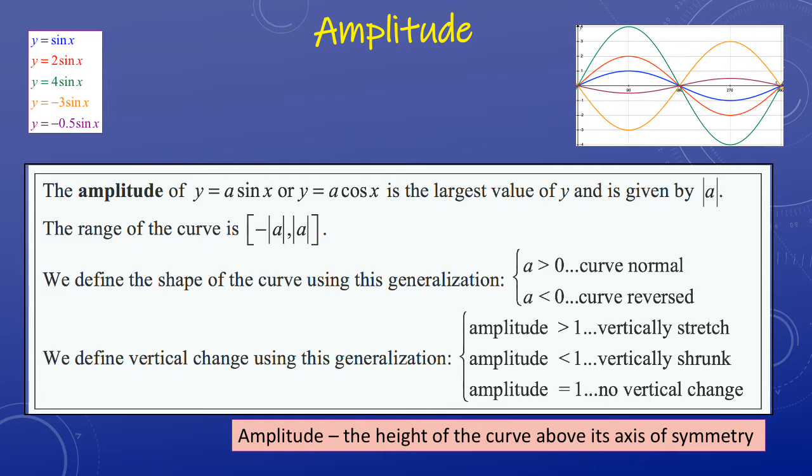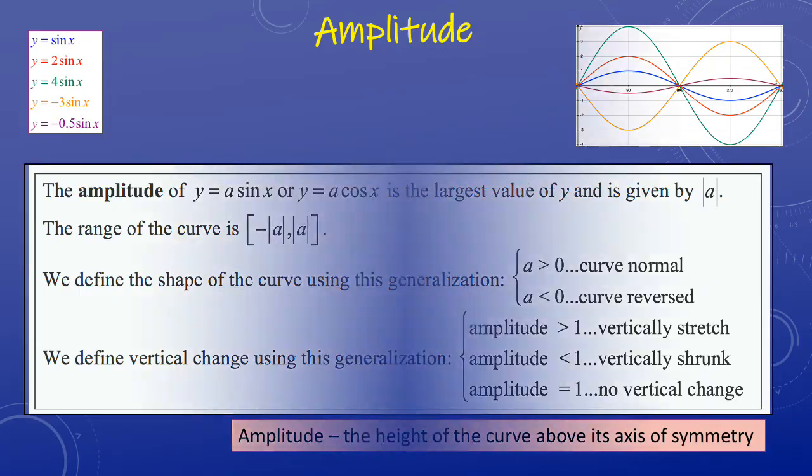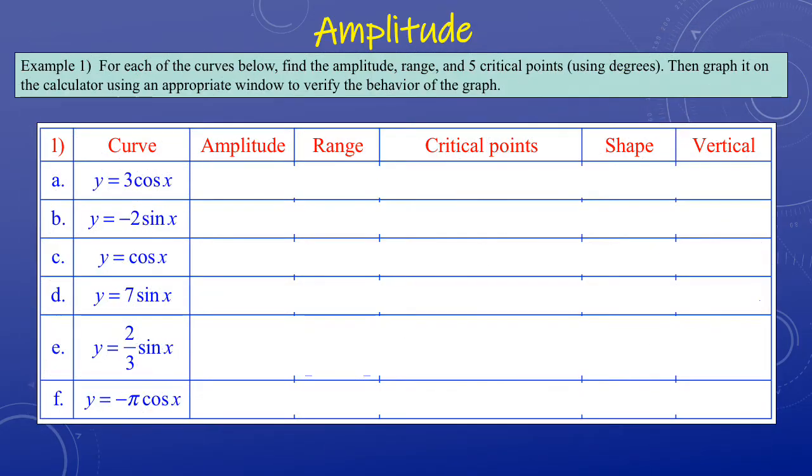Let's see how this works on a number of curves. So in example 1, we are given 6 curves, and we are to find the amplitude, the range of the function, the 5 critical points in degrees, and then you should graph it on your calculator using an appropriate window to verify the behavior of the graph that you just found.